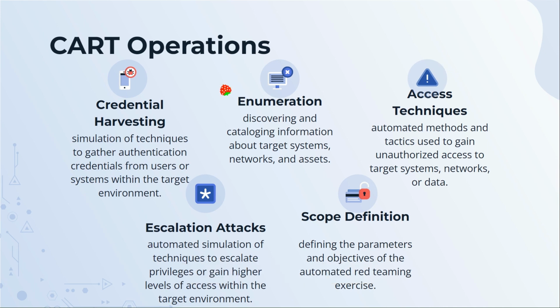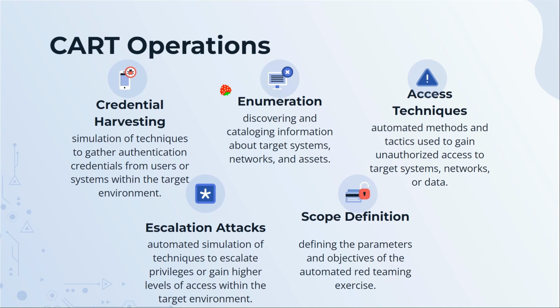So, talking more about the CART operations, credential harvesting includes automated phishing simulations, credential spraying attacks, brute force, password guessing, or exploiting vulnerabilities to obtain passwords and other sensitive information. Enumeration includes automated scanning for open ports, identifying services running on those ports, enumerating user accounts, groups, and permissions, and gathering other relevant information for planning and executing simulated attacks.